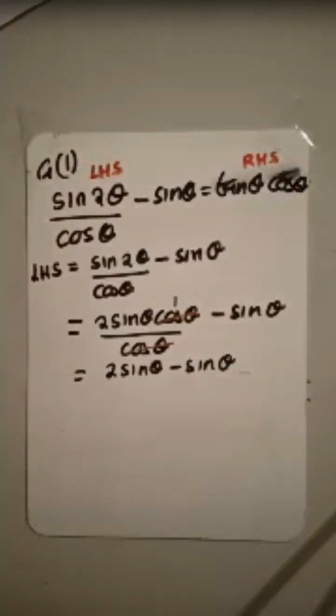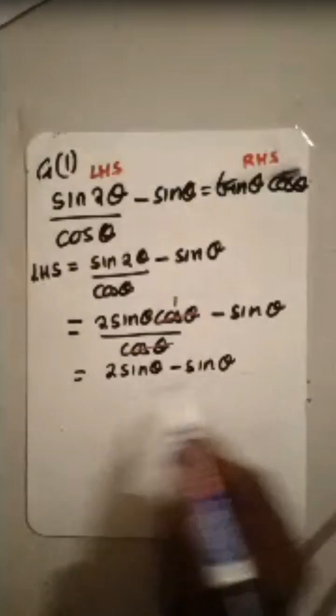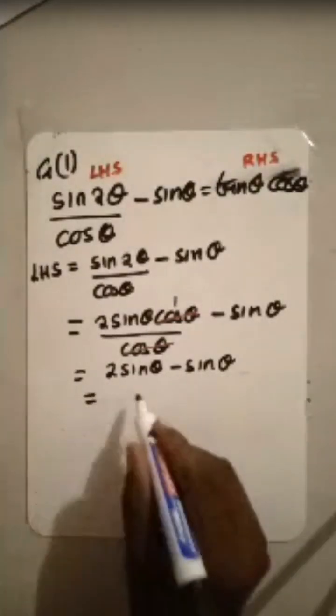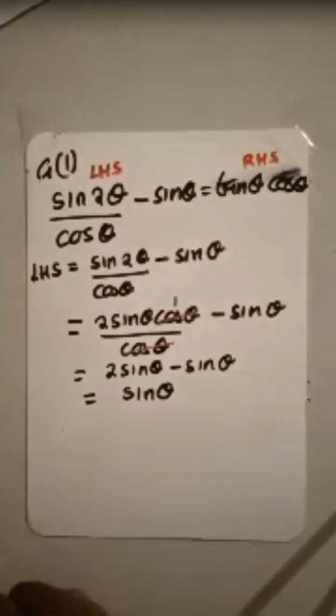So these ones, are they not like terms? They are like terms, right? Since they are like terms, what do we do? They subtract. 2 sine theta minus 1 sine theta is going to be sine theta. But the problem is our left-hand side is not the same as the right-hand side.